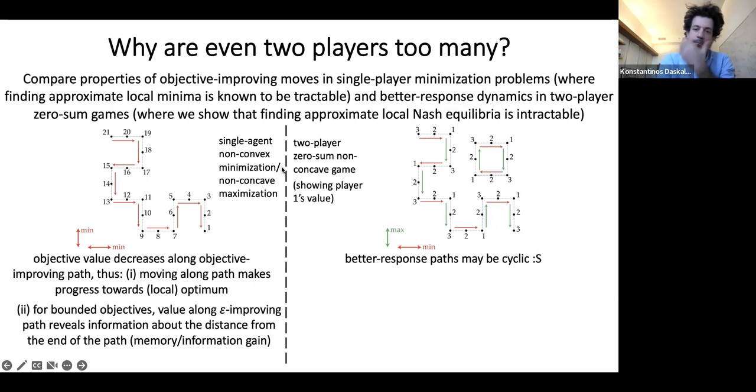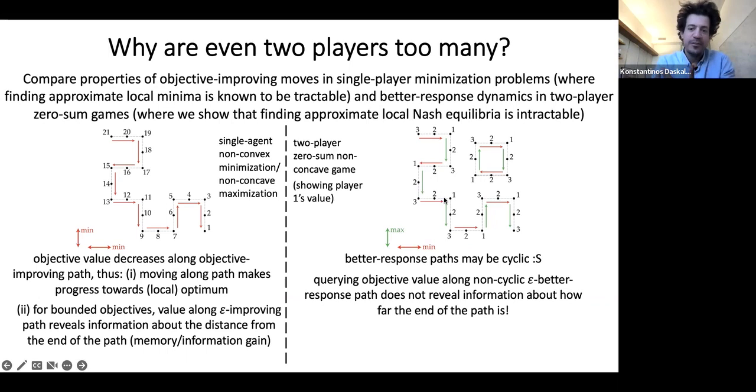Second point is that you can repeat values. So even if you're querying a better response path that is not cyclic, the function value on that path doesn't reveal too much, like whether this tree is here, or here, or here, or here, how close to the end of the path it is. Even if the path is non-cyclic, the function value on that path doesn't give you too much info about how far along the path you are.